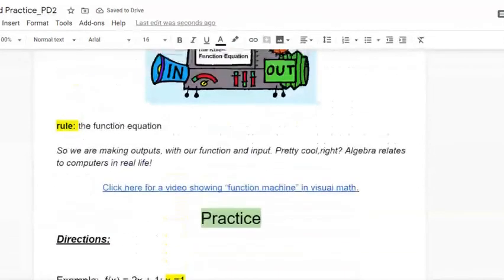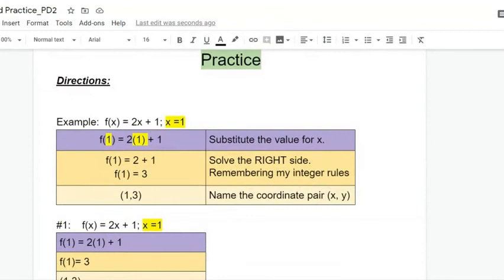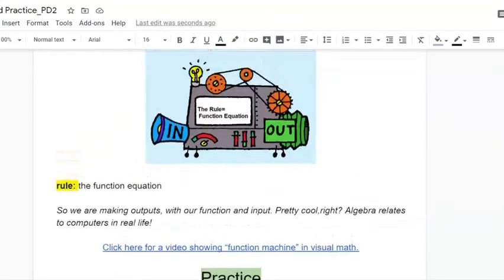So all we're working on today is using our function, our rule, and it's the same rule the entire time. Our rule is 2x plus 1. Whatever we put in as the x, we'll get the output, and we're just putting it into that coordinate pair. I look forward to seeing your work.